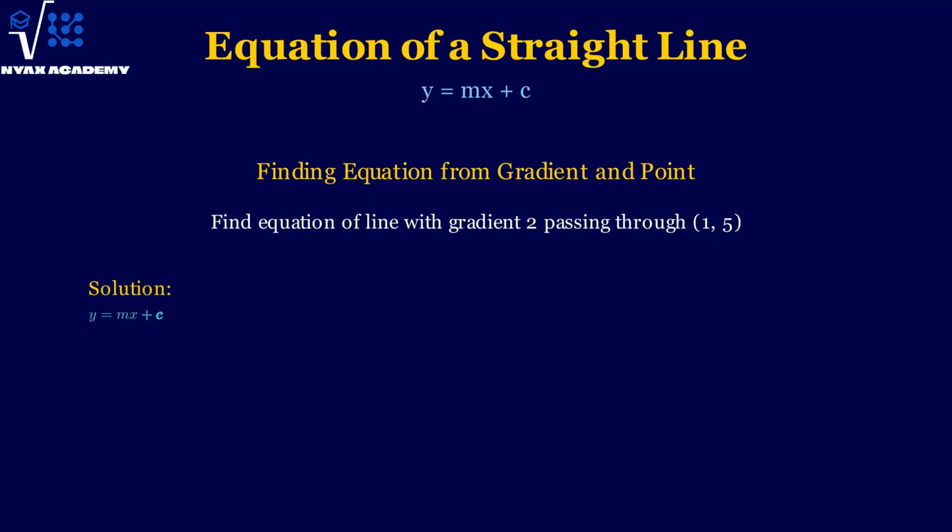So that we can find the equation of our line, we have to find c, the y-intercept, first. So we substitute our values in our equation and we find out c is equal to 3. So our equation becomes y equals 2x plus 3.